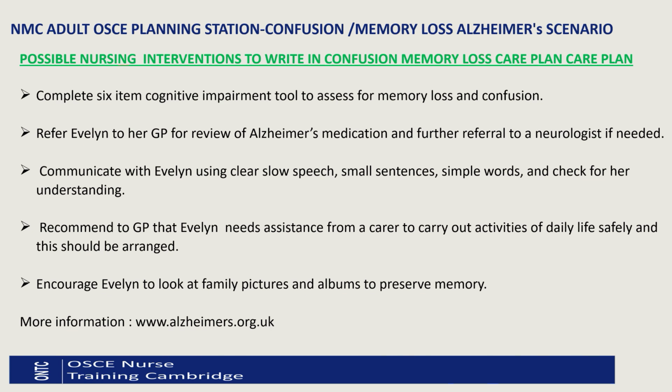Next one could be to encourage Evelyn to look at family pictures and albums to preserve memory. Also, you can advise Evelyn to stay in regular touch with family, or advise the family to visit her regularly, to keep stimulating her mind and preserve her memory. These are the simple things you can do for a patient who has dementia due to progression of Alzheimer's. There is a lot more information on the Alzheimer's website, where you can find more on how to help your patient with dementia.